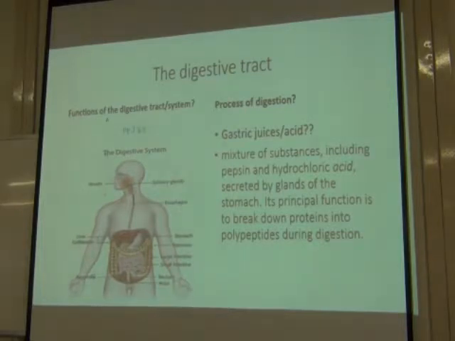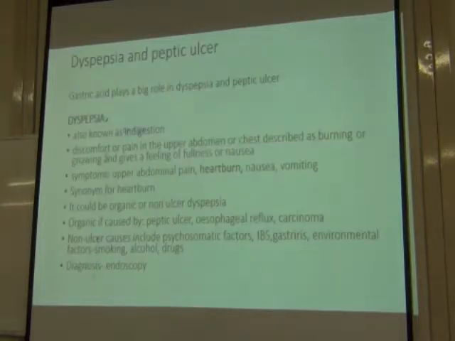Gastric juices are also referred to as gastric acid, because it contains a lot of hydrochloric acid, pepsin, and some other substances that help with the breakdown of food, particularly the proteins to polypeptides that can be digested. So it breaks down food generally. That's the function of gastric juices.